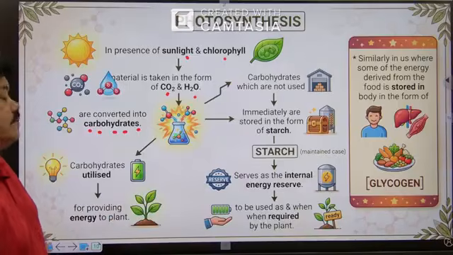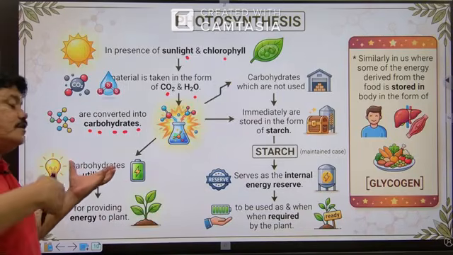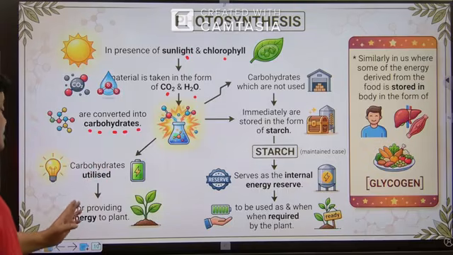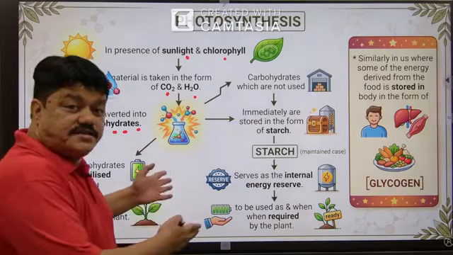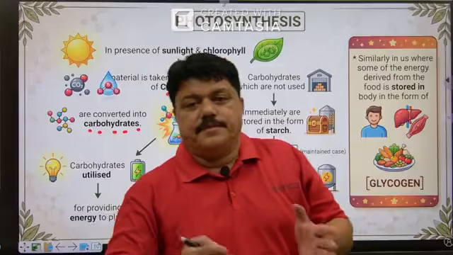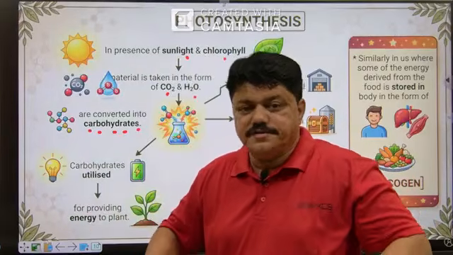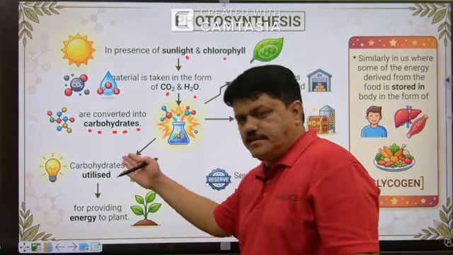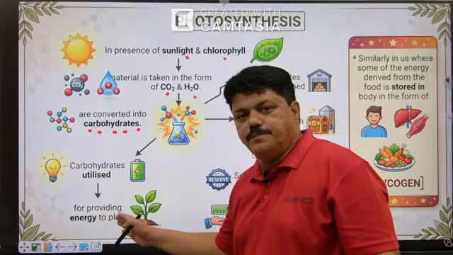Okay. Now what happens at the end of photosynthesis? At the end of photosynthesis, a molecule of glucose is synthesized. Then those glucose molecules or carbohydrates are utilized for providing energy to the plant. It's food. The plant's food is glucose. It is autotrophic, it has made it itself. So glucose is synthesized, and those carbohydrates are utilized for providing energy to the plant.